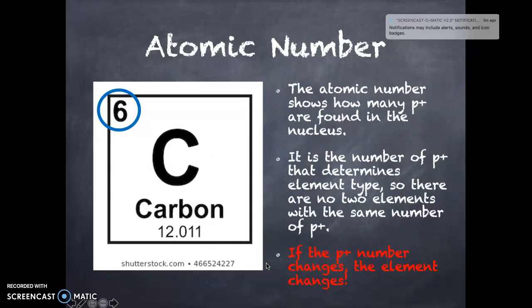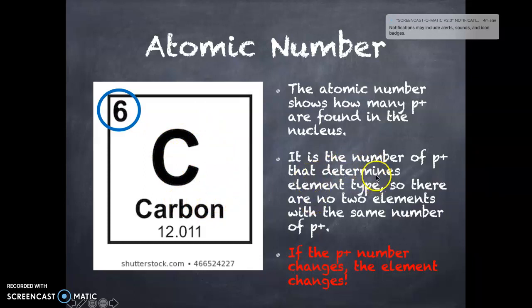Next, we have the atomic number. It shows you how many protons are found in the nucleus of that particular element. So every element has its own unique number of protons. In this example, carbon has the atomic number of 6, which means that there are 6 protons found in the nucleus of every single carbon atom.